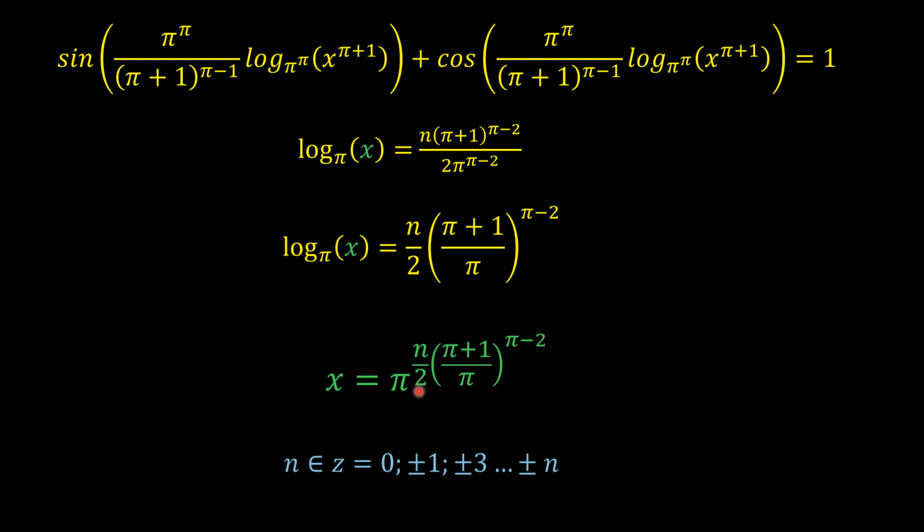So if we want to check quickly our solution, let's replace 0 here, for instance. So we're going to have that this whole power will become 0, and then we're going to have x equals 1. So if x is equal to 1, when we replace 1 here, logarithm of pi to the pi of 1 here is going to be 0. So this whole expression will become 0. So we're going to have sine of 0 is 0. And then cosine of 0 is 1. So we're going to have 1 equals 1.